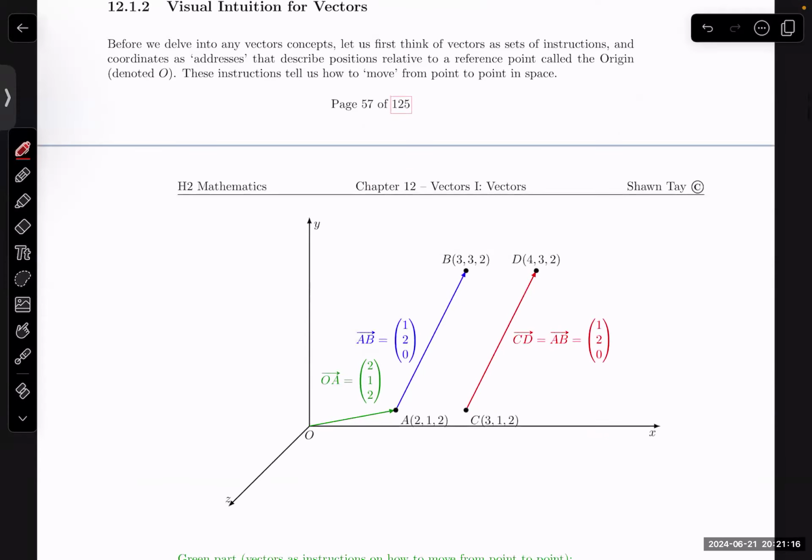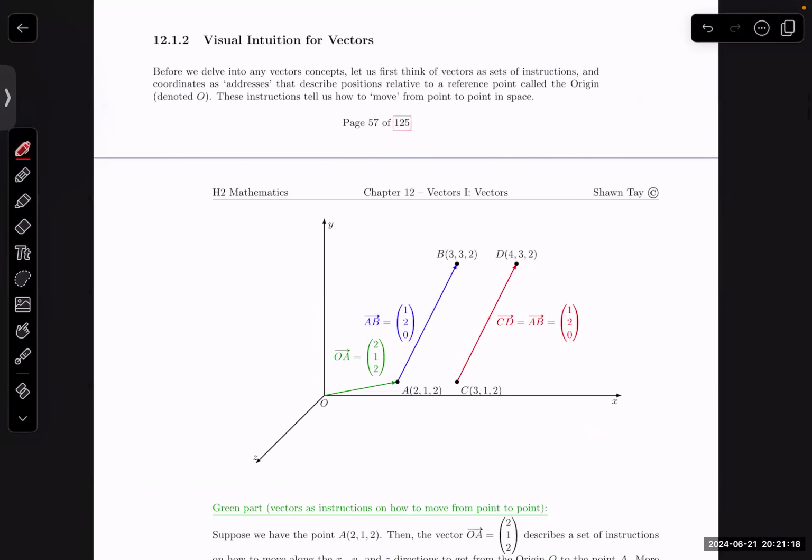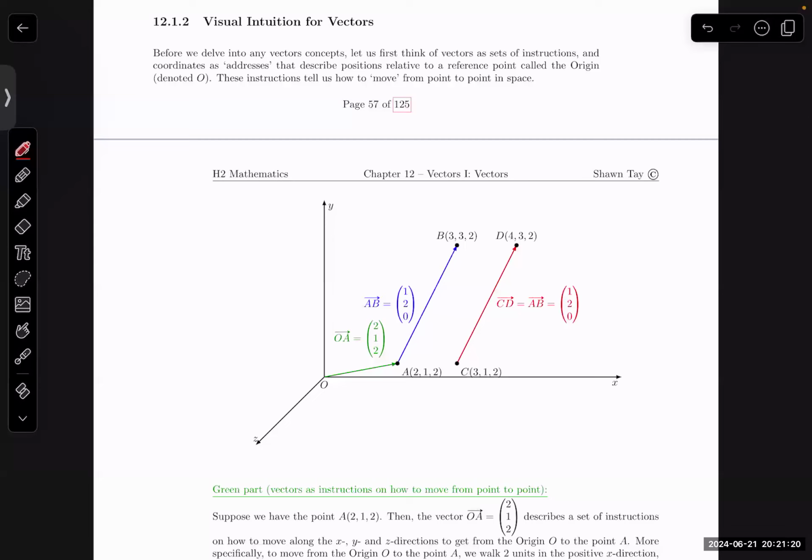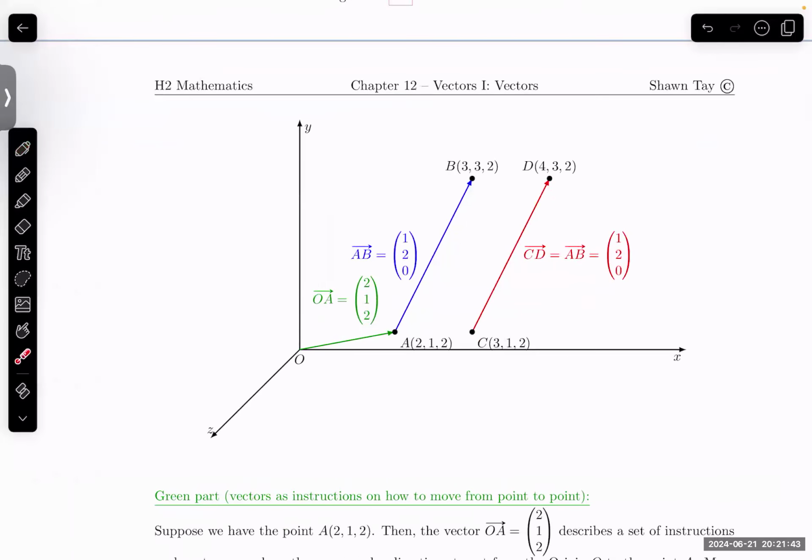Just a recap lah. Okay, so now on to the visual intuition for vectors. Usually how I explain vectors to students who are seeing it for the first time, usually secondary school students, but nevertheless, okay. Let's think of vectors as sets of instructions, instructions on how to move from point to point.